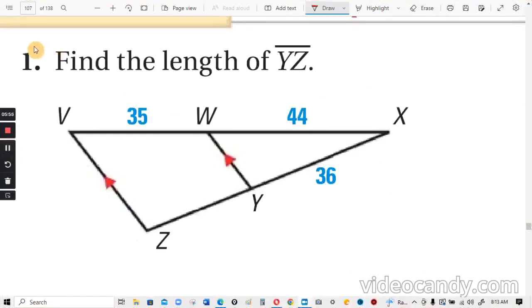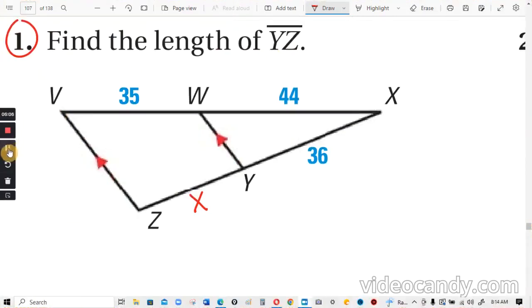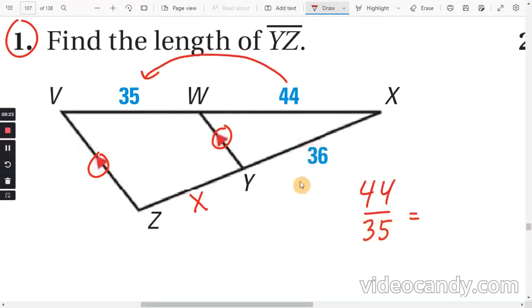Okay, please pause and try guided practice number 1. See if you can find the length of YZ. That is that measurement right there. Okay, pretty simple because these lines are parallel. We can do 44 divided by 35. And I want to go the same way on the other side, 36 divided by X. By the way, you can also go the other way as well, but you want to do both sides the same way.